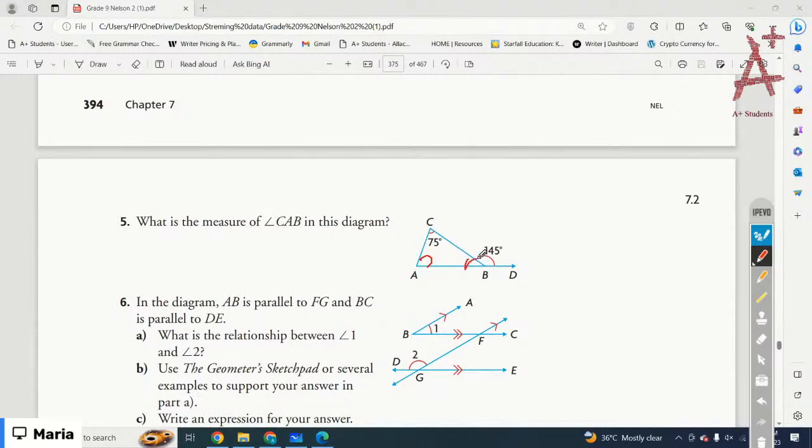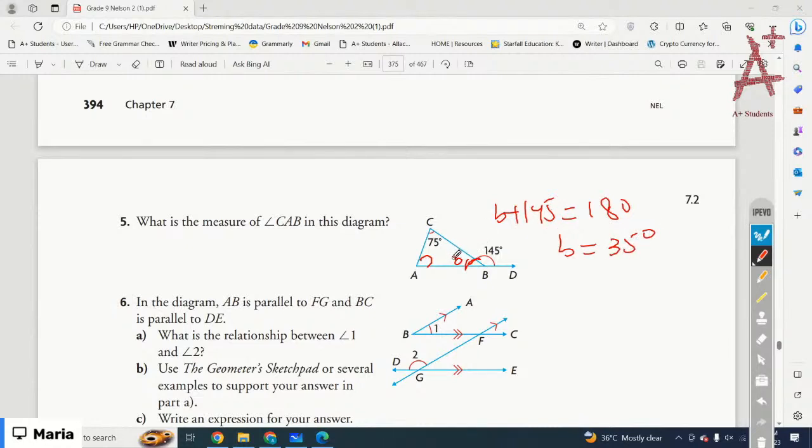We know that the sum of this one and this one is 180. Just calculate this. For example, this is B. B plus 145 equals 180, right? So B is 180 minus 145. That equals 35 degrees, right?